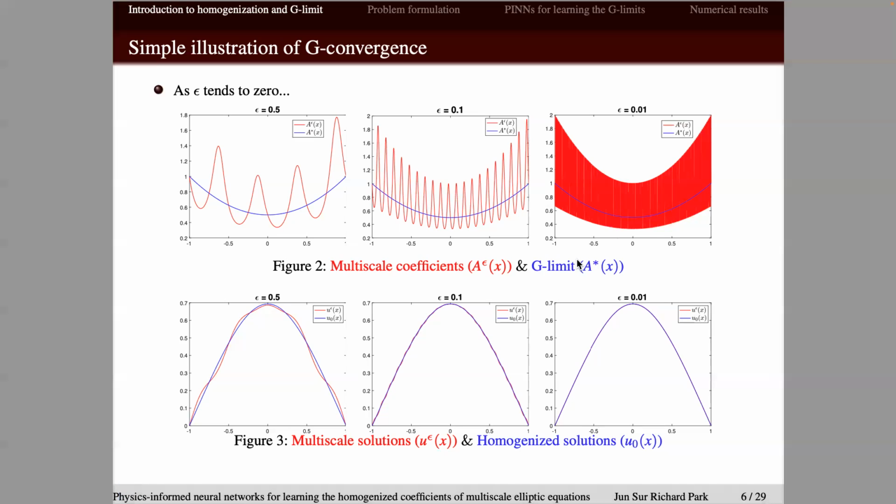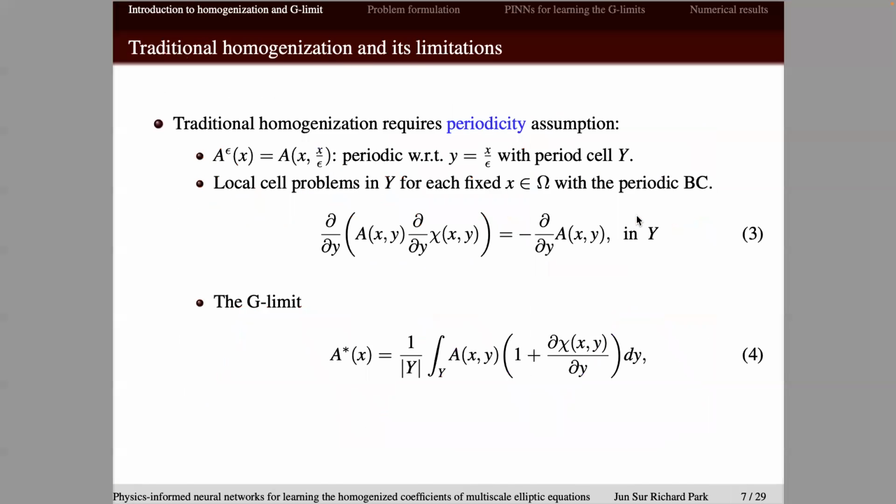But unfortunately, it's not very straightforward or trivial to find it. As you can see here, the tree limit, the blue line, is not some type of strong limit of the multiscale coefficient, right? When epsilon is very small, the multiscale coefficient should still have this oscillation, but the tree limit is quite smooth. And unfortunately, again, it's not some type of average or weak limit of the multiscale coefficients as well. So it requires some technique to find the tree limit. So that's the homogenization.